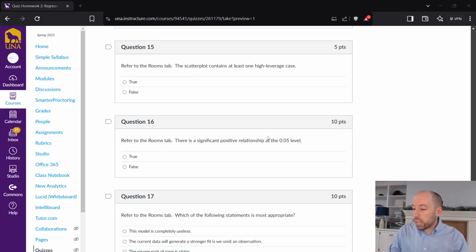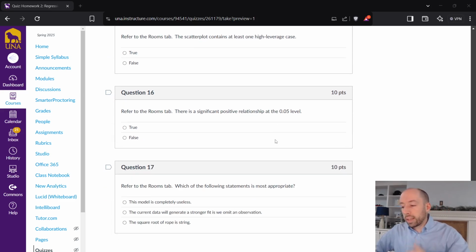Okay? Rooms tab, there is a significant positive relationship at the 0.05 level. Statistically significant positive relationship at the 0.05 level. Because it's specifically specifying positive, you may want to look for if there's any difference in how you would handle a one-sided hypothesis test versus a two-sided hypothesis test. It may well be that the solution is very simple from the p-value if we have a tiny p-value, for instance, but this sounds like a two-sided hypothesis test in particular because it says positive.